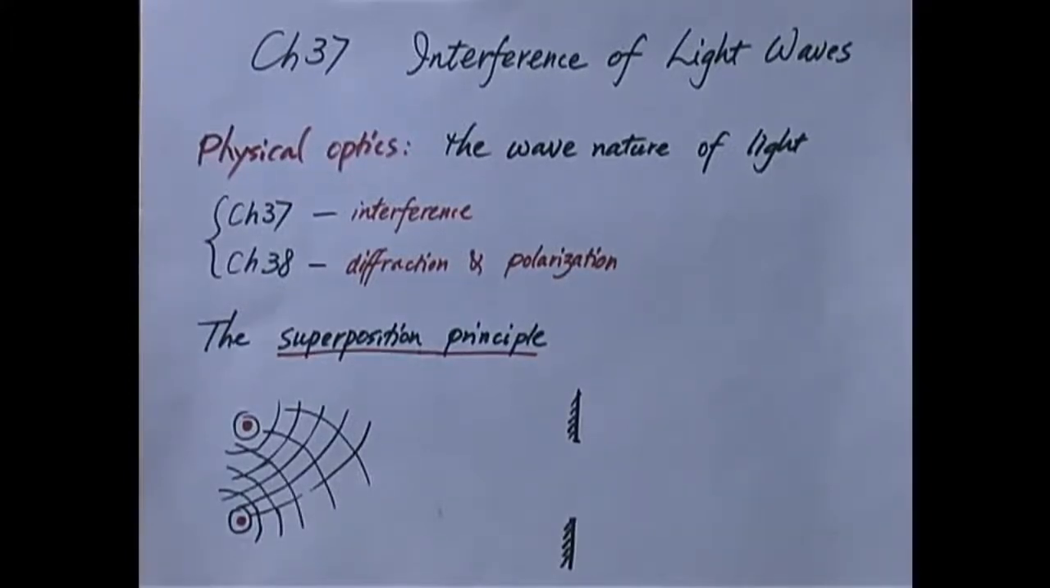Chapter 37, Interference of Light Waves. We have studied geometric optics in the previous two chapters. In geometric optics, we ignore the fact that light is actually an electromagnetic wave. We ignore the wave nature of light.